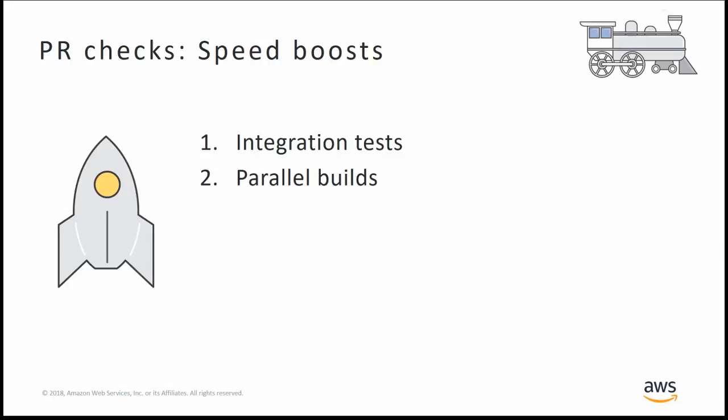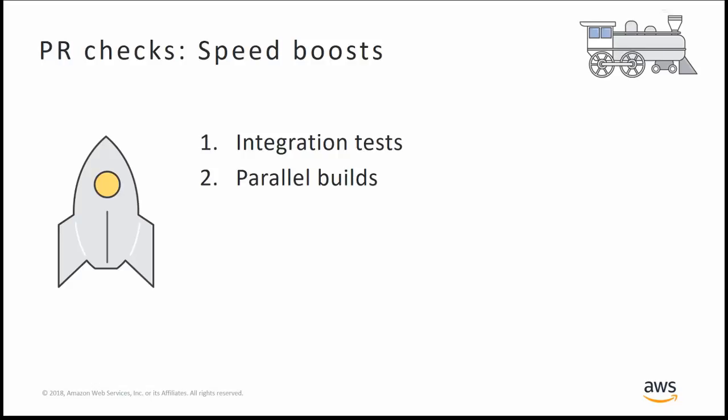Let's talk about a couple of speed boosts for pull request checks. So now that we have pretty good confidence in running the unit tests and compiling all the code in the pull request, we're pretty sure that the master branch is going to stay healthy. But what we want to avoid is getting farther into the deployment cycle, deploying to the test stack, for example, and having that fail.